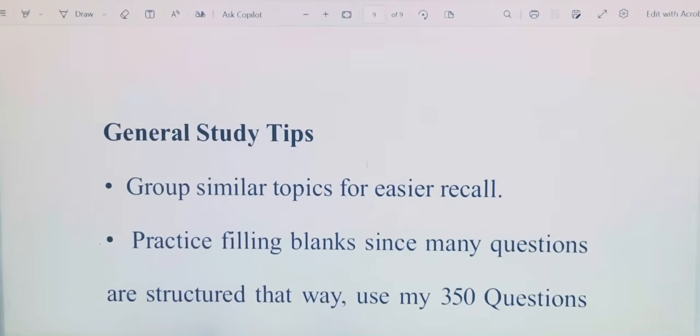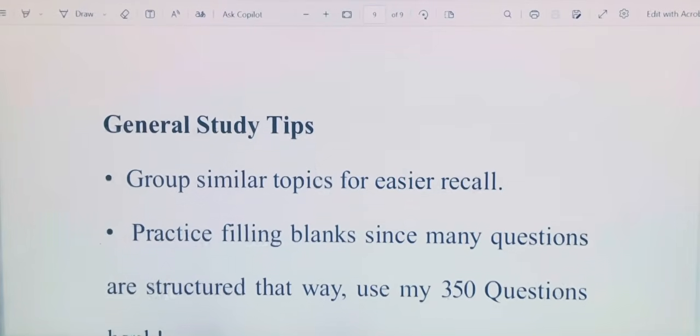Group similar topics for easier recall. I've been saying this all the time: topics that are similar, group them together, especially fixation techniques, embedding, and sectioning. Those topics that are similar in nature, group them together, then practice filling blanks.